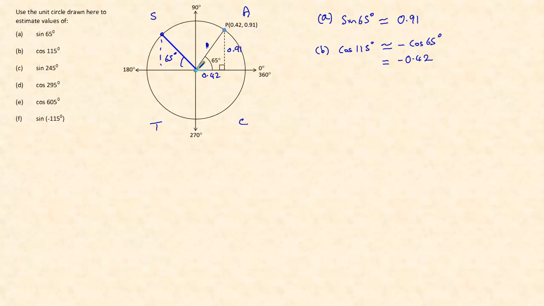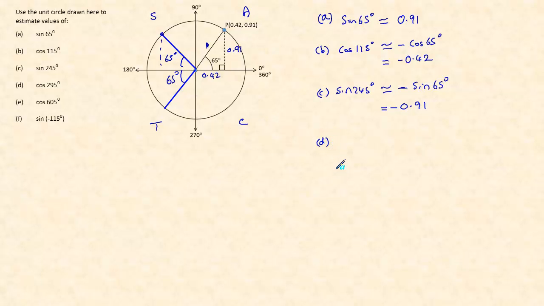Now we have sine 245. Well, that's going to be in this region here, such that this is 65. 180 plus 65 is 245. So sine 245 degrees. Now it's in the tangent quadrant, so that's going to be negative, but the acute angle is 65, so it's going to be the negative of sine 65. So that's negative 0.91, since sine 65 is 0.91, as far as we can tell from this diagram.